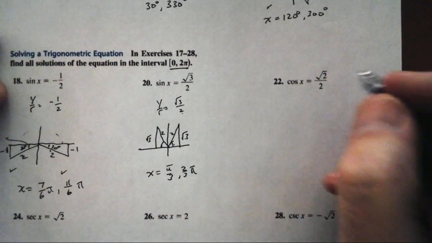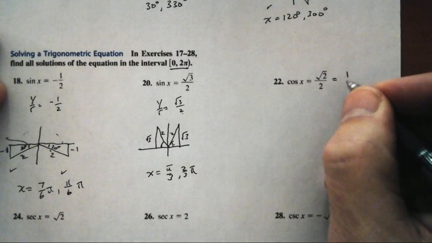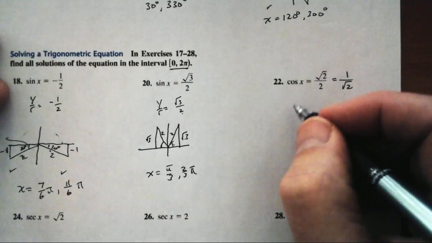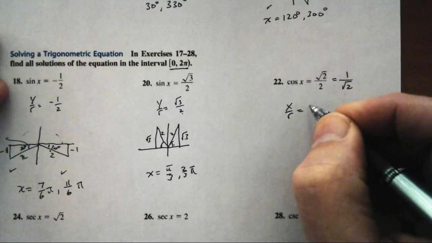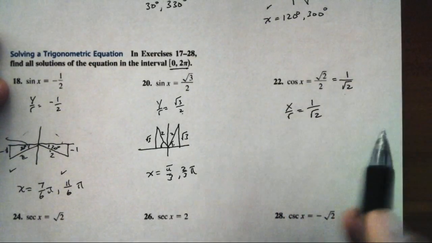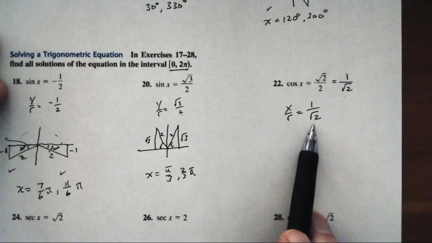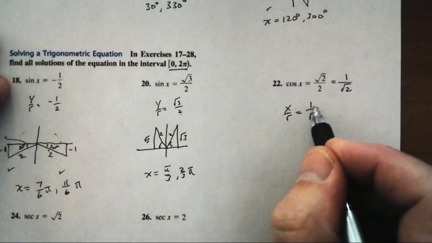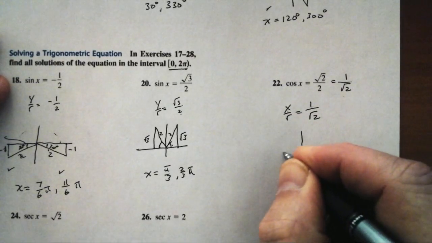Okay, and we've talked about rationalizing before. Hopefully we all recognize this could come from 1 on square root of 2. That is, x is to r as 1 is to square root of 2. That's a 1, 1, square root of 2, 45, 45 right triangle, where x is positive, to the right.